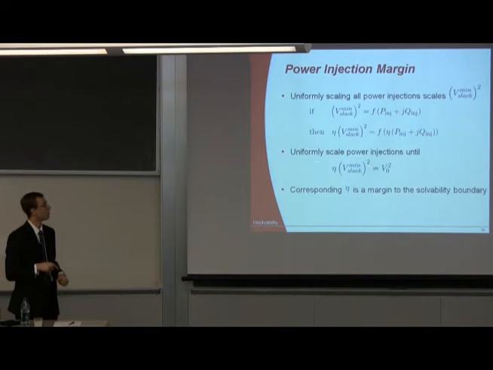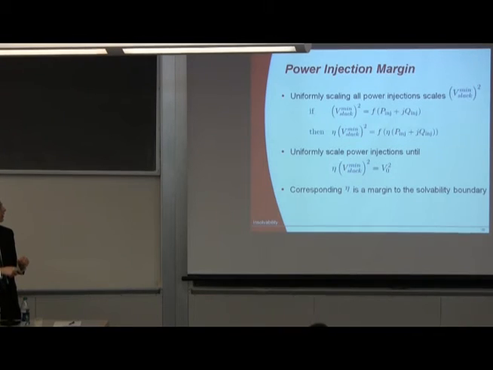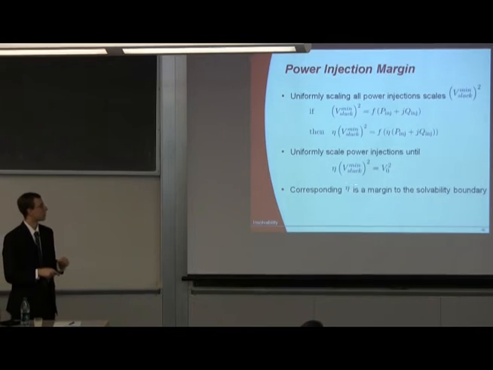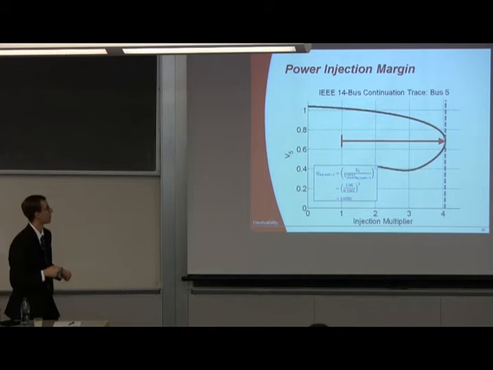So what we do is we say, well, we know we have a condition for insolvability. Let's scale this value until it just satisfies that condition. That occurs when this relationship here holds. So this corresponding value of eta gives us a margin to the power flow solvability boundary. It tells us by what factor we could increase all of our power injections while still possibly having a solution.